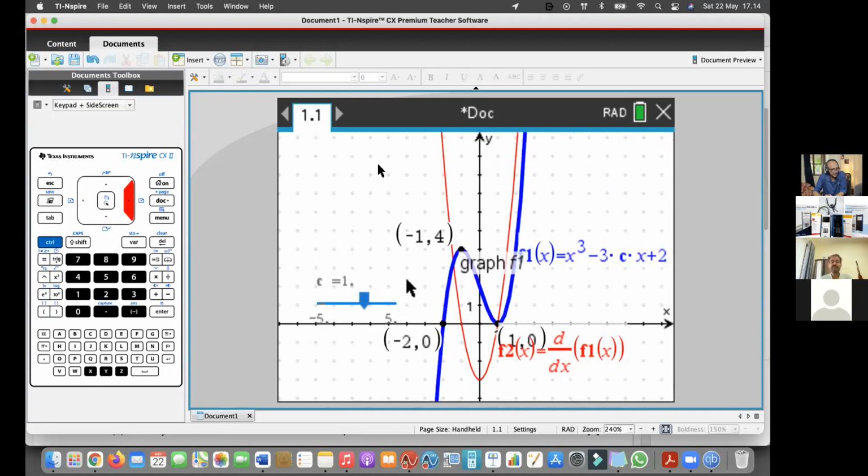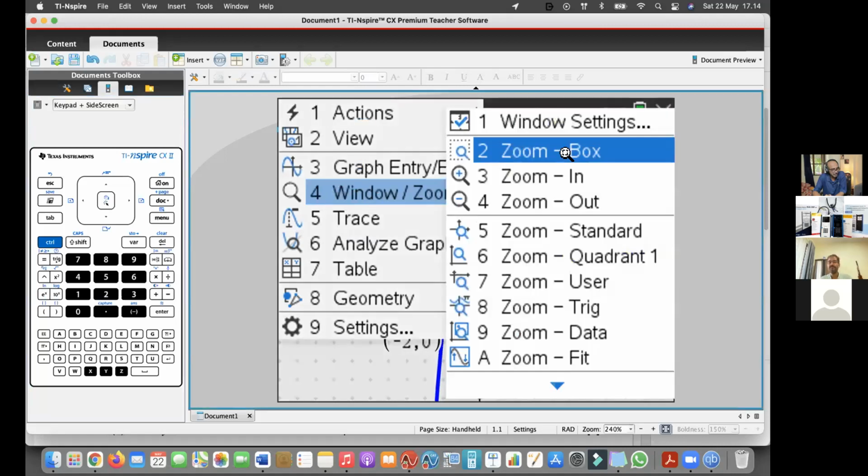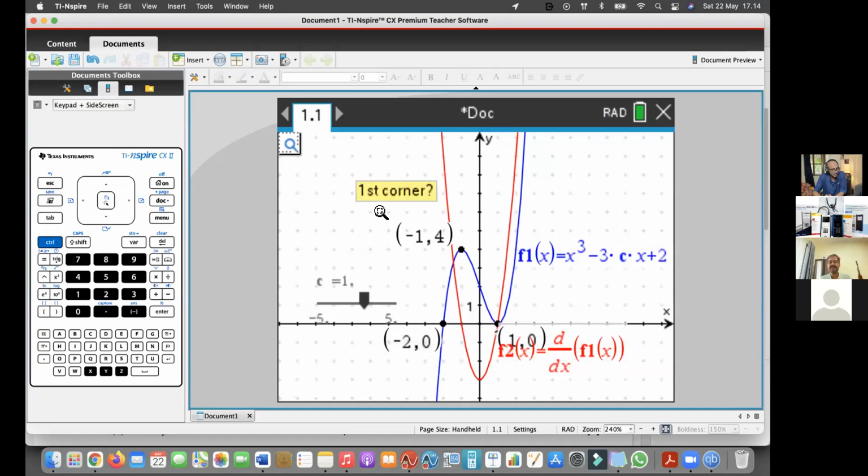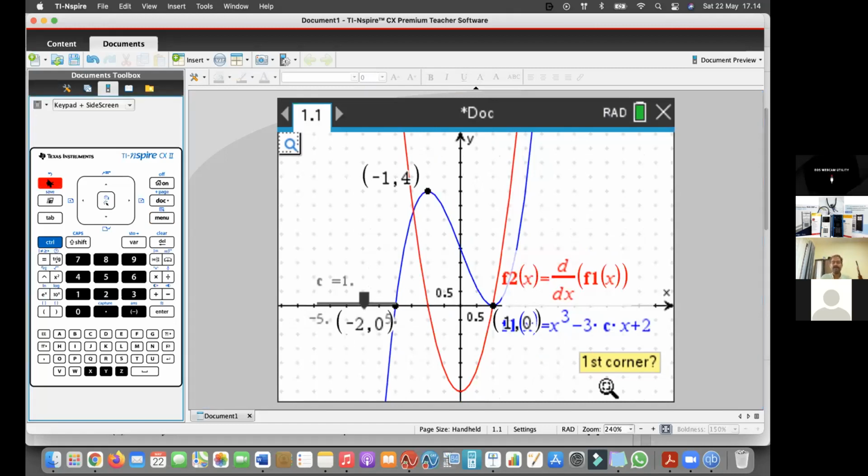Another feature is in this Window or Zoom box, you can just go to the Zoom box and select the part which you're interested in. I'm interested in this part. So I zoomed in, and this part I'm interested in. How to change this slider beyond? Right. Okay.